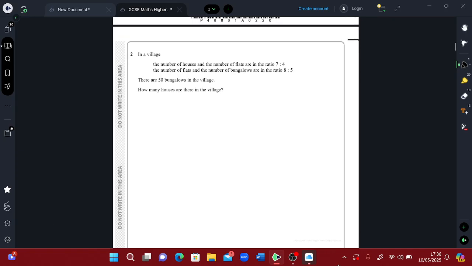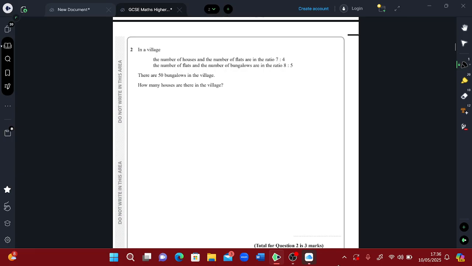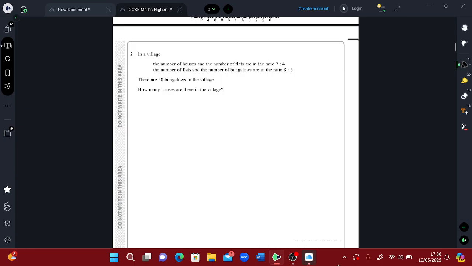So question two, I need to go out in the chat as well. Hang on. Okay, cool. So question two: in the village, the number of houses and the number of flats are in the ratio 7 to 4. The number of flats and number of bungalows are in the ratio 8 to 5. There are 50 bungalows in the village. How many houses are there in the village? Okay, so this is a fairly common ratio question, right? They give us basically three quantities, A, B, C, but they split it up. So houses to flats to bungalows.